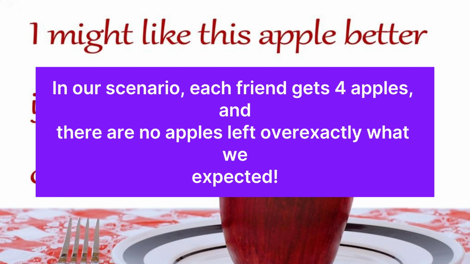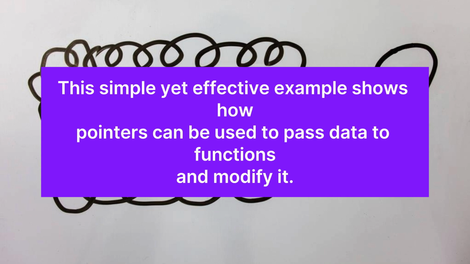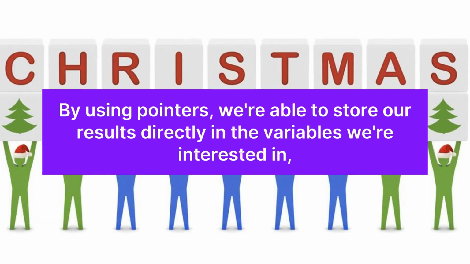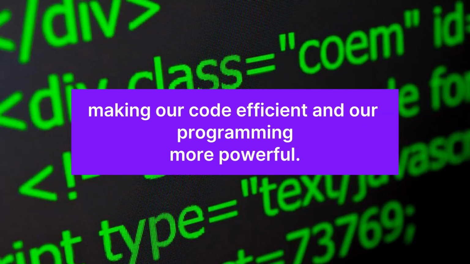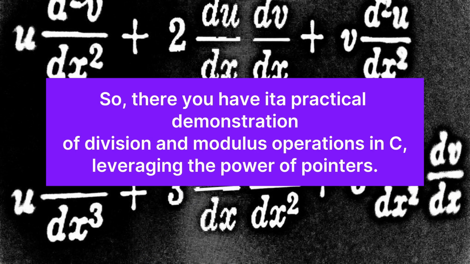what we expected. This simple yet effective example shows how pointers can be used to pass data to functions and modify it. By using pointers, we're able to store our results directly in the variables we're interested in, making our code efficient and our programming more powerful. So there you have a practical demonstration of division and modulus operations in C, leveraging the power of pointers.